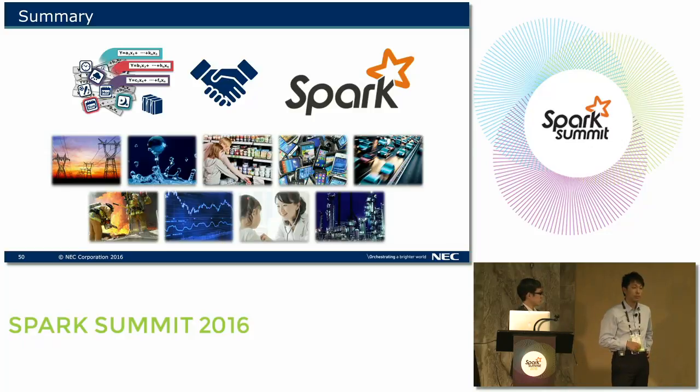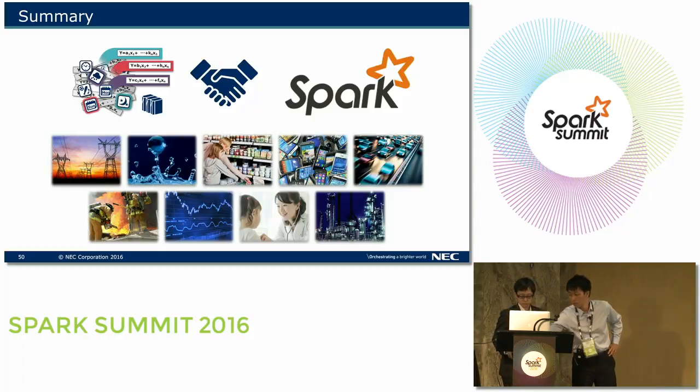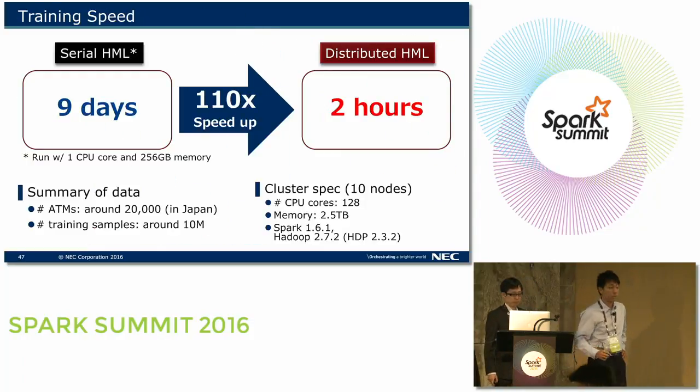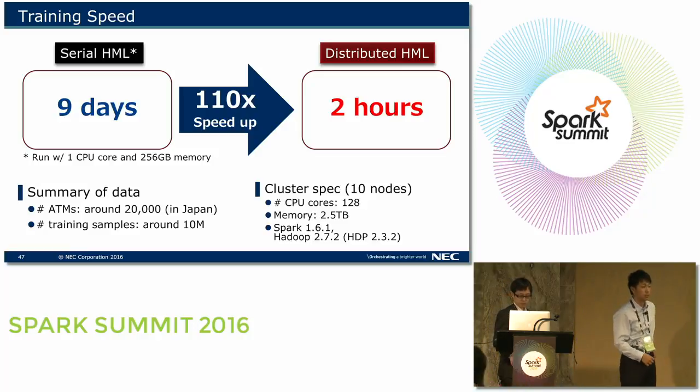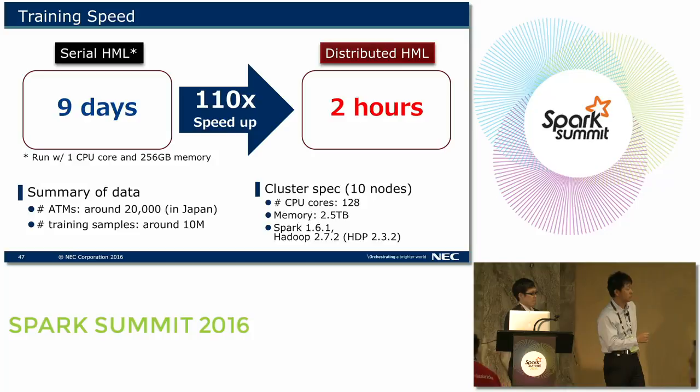One very important phenomenon we observed is that, in addition to the 110 times acceleration rate, even in terms of accuracy, distributed HML performed better. This is related to an overfitting issue, like the serial HML looking at the overall data. But in the distributed HML, local aggregation happens, so that has some regularization effect in the model. So even from the prediction accuracy point of view, the distributed version has some advantage over the serial algorithm.